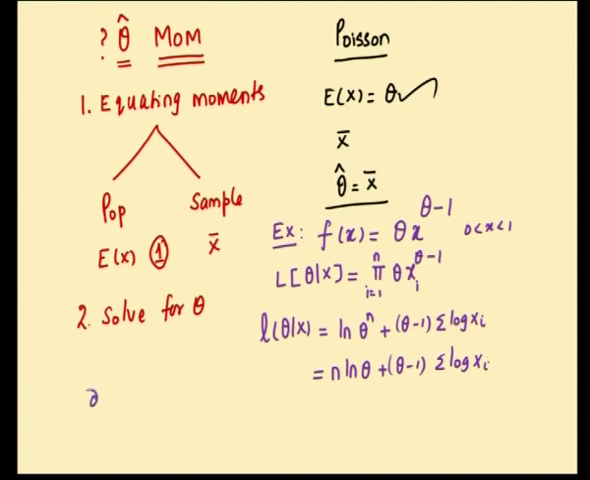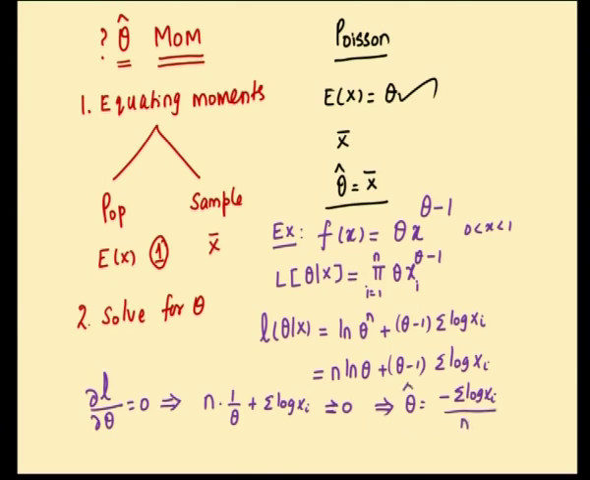Suppose I differentiate this, dou l by dou theta, and equate it to 0. Then it implies n into 1 by theta plus summation of log x i equal to 0. That further implies I have to solve for theta. So, we have n by theta equal to this one, therefore, I get theta equal to minus of summation of log x i divided by n. So, I call it theta hat now.